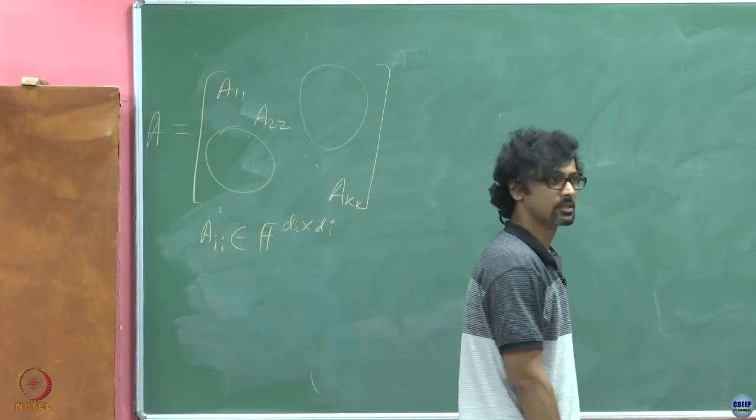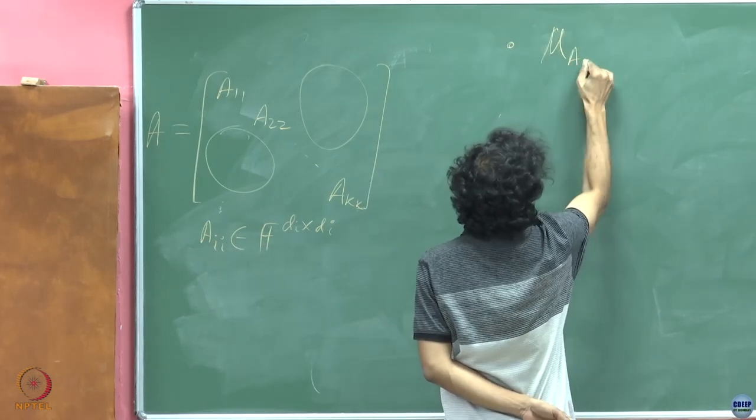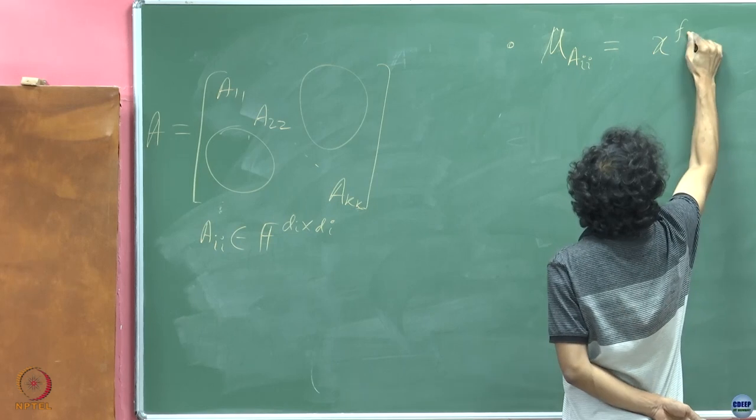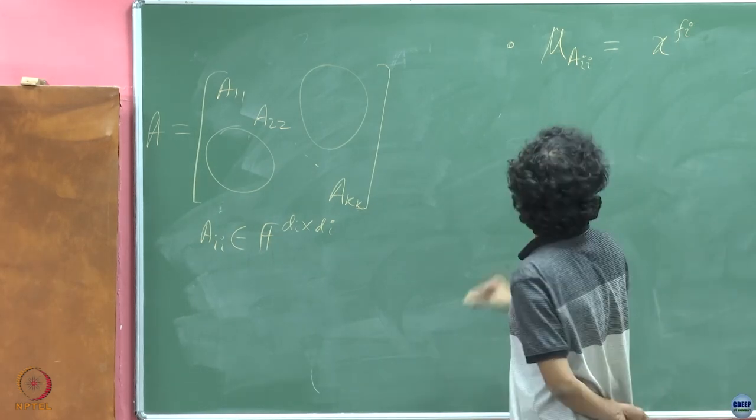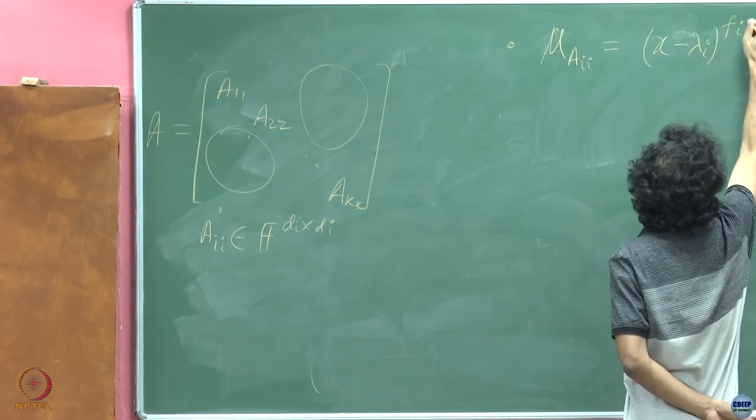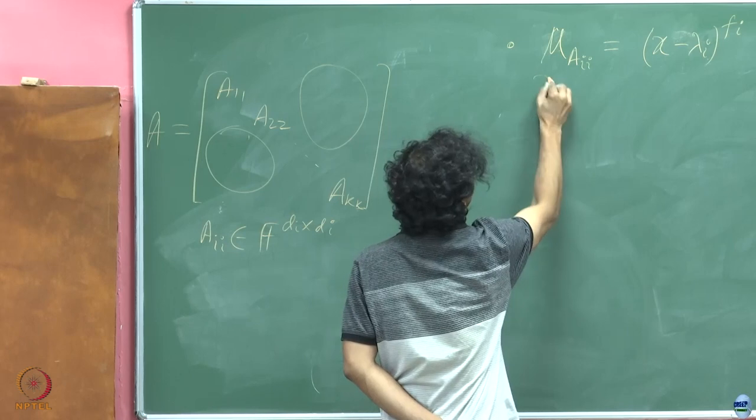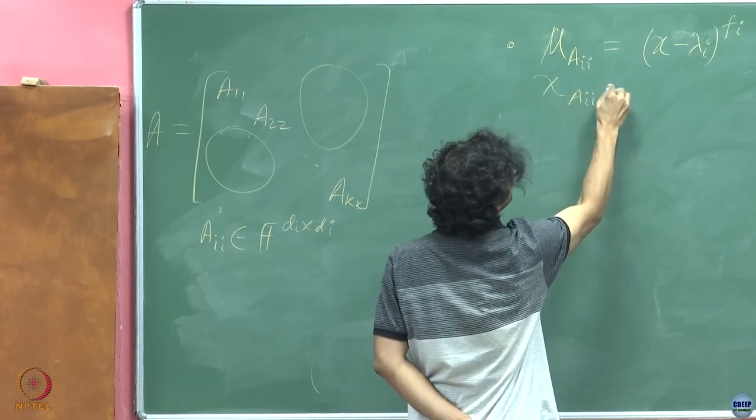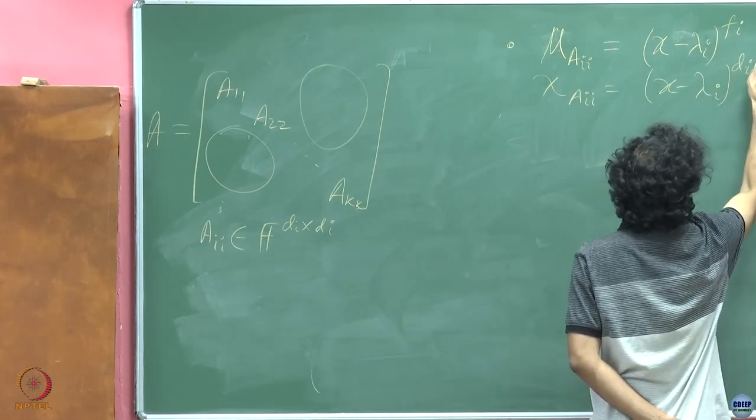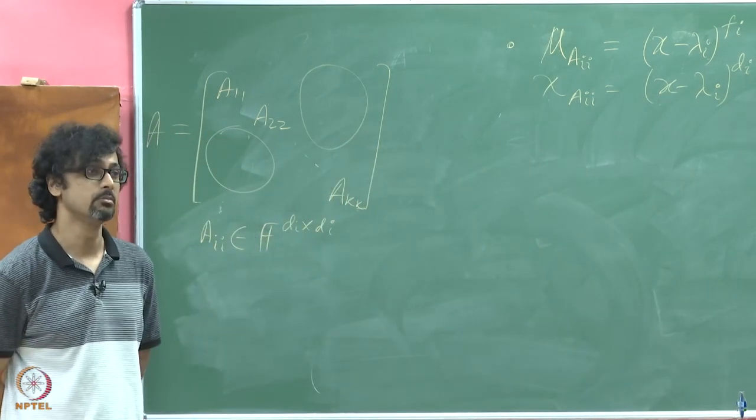And we've already seen certain things. What have we seen? We have seen that the minimal polynomial of A_ii is going to be of the form x minus lambda_i to the power f_i, while the characteristic polynomial of A_ii is of the form x minus lambda_i to the power d_i. The question is, can we do something more about this?